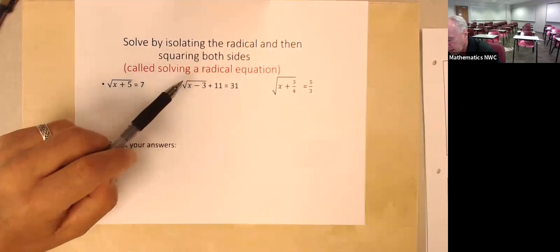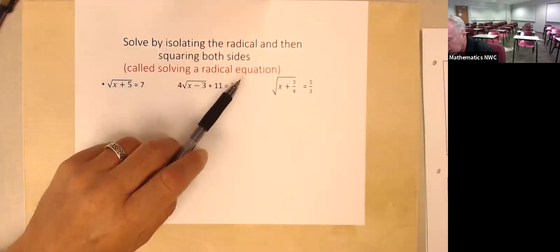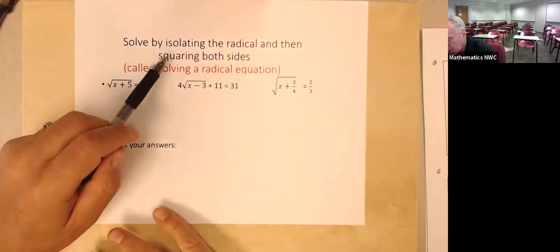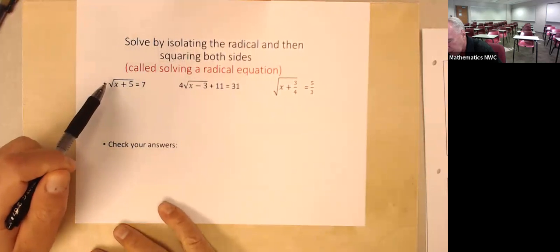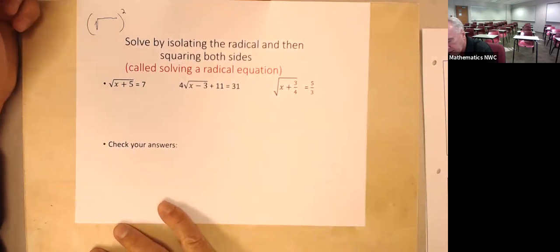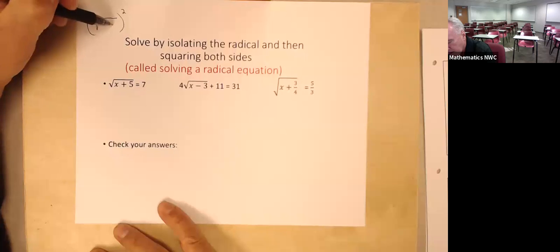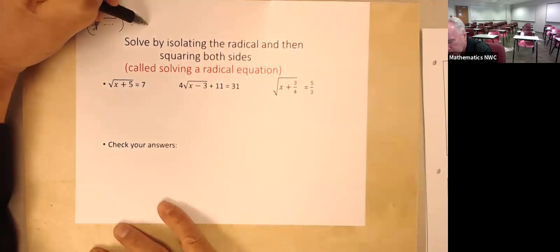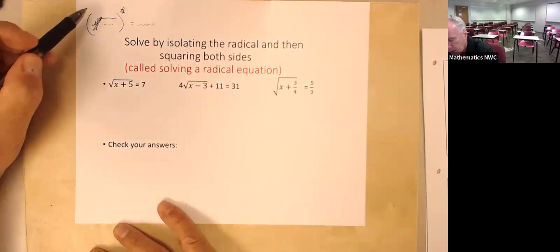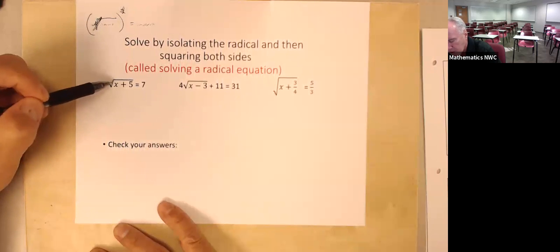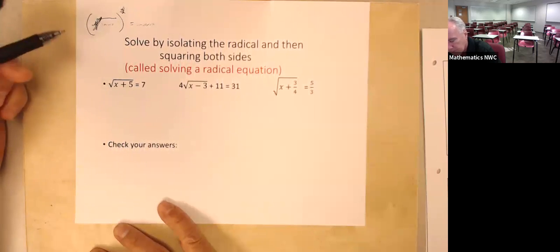When I square both sides, it's also called solving a radical equation. Radical because there was a radical in the equation. The reason I square both sides is to get rid of the radical. Because if I have a radical and I square it, whatever is under here, this square cancels with the square root, and I get whatever is under there all by itself. So squaring a radical cancels the radical off. Squaring this radical will leave x plus 5. That's why we do it.